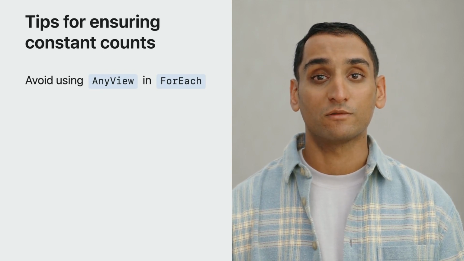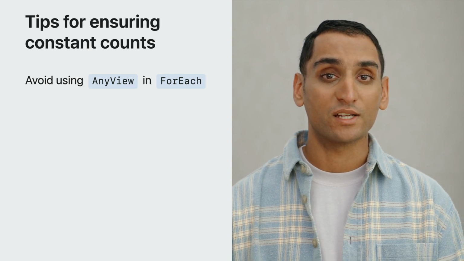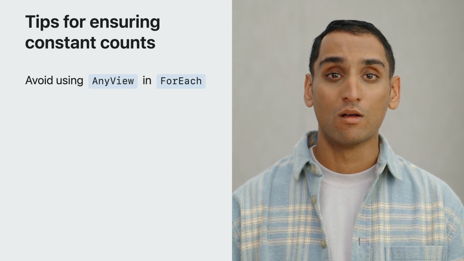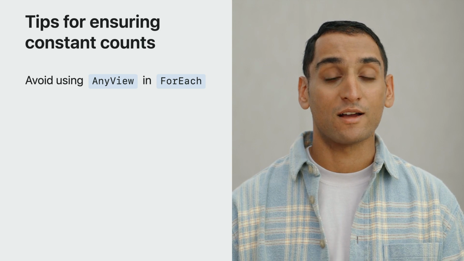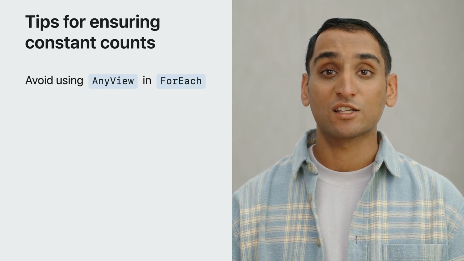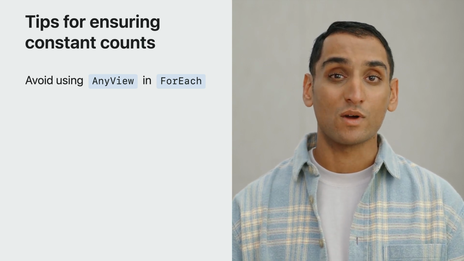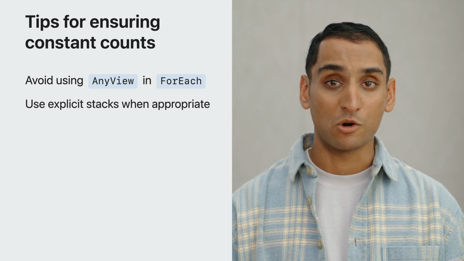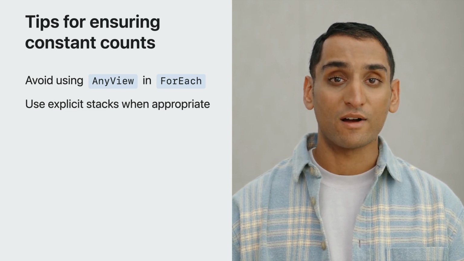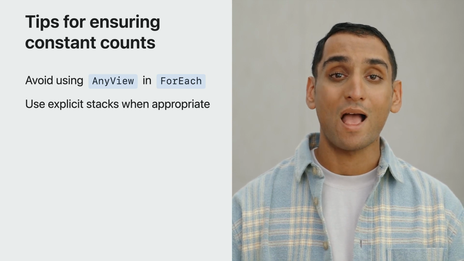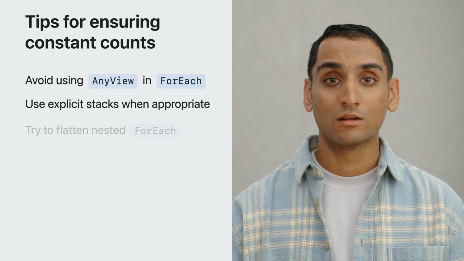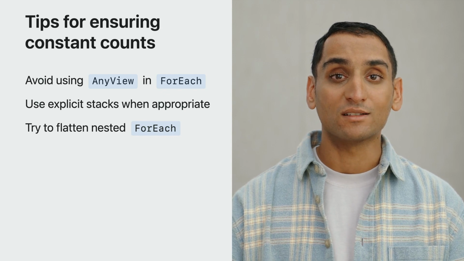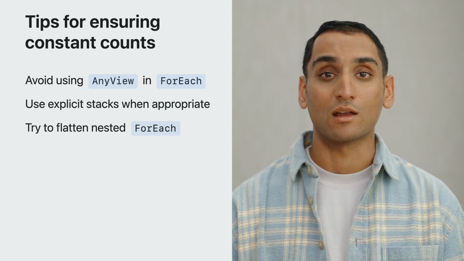Note that this approach to view counts is only relevant in the context of ForEach within List and Table, because those components gather their identifiers up front. As I just mentioned, avoid using AnyView and lopsided conditions. You can also use an explicit stack where appropriate, but note that certain modifiers like listRowBackground need to go after the stack and not within it. Finally, try to flatten nested ForEach constructions if you can.